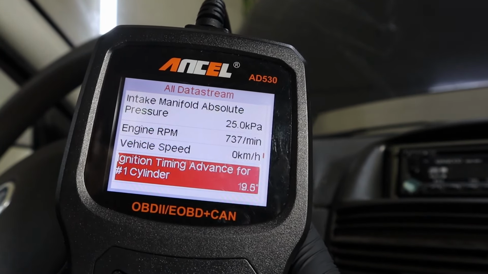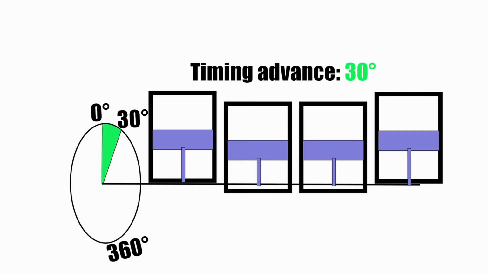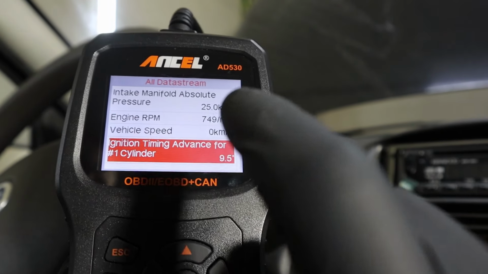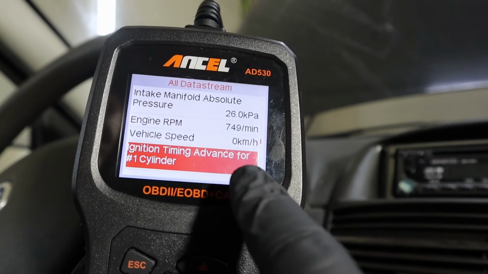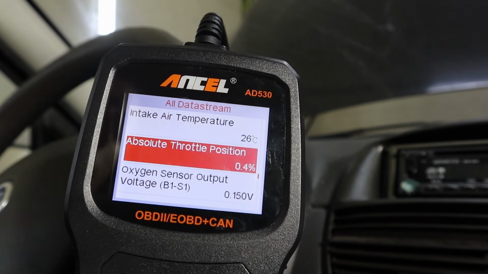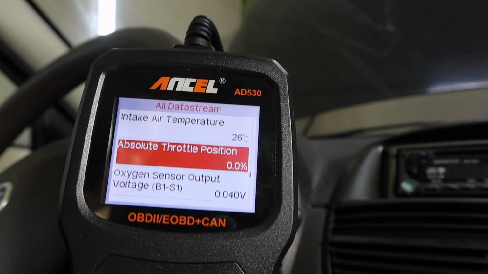Ignition timing advance. You always want to see a positive value, because if you see a negative value, that means you have timing retardation, and that basically means that your spark plug is firing late. You want to always see a positive value. Okay, absolute throttle position. Once again, how much your gas pedal is pressed. Let's see if we can get it to 100.